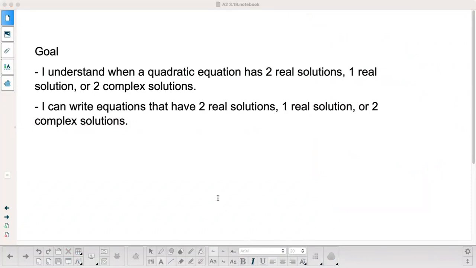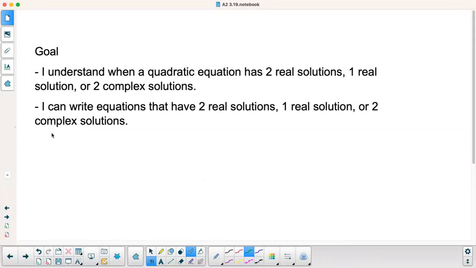Before we get going on this, let's make sure we remember what a complex number is. A complex number is a real number plus an imaginary number, so a plus bi. An example of a complex number would be 3 plus 6i, or -2 plus square root of 2 i. Those are complex numbers. Real numbers are just regular numbers that you could put on a number line.